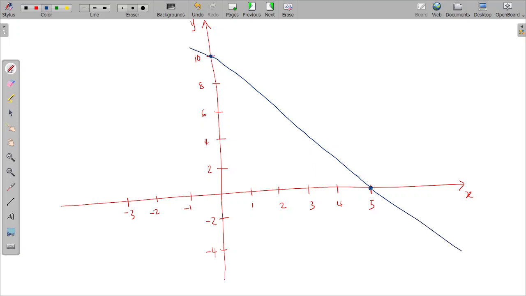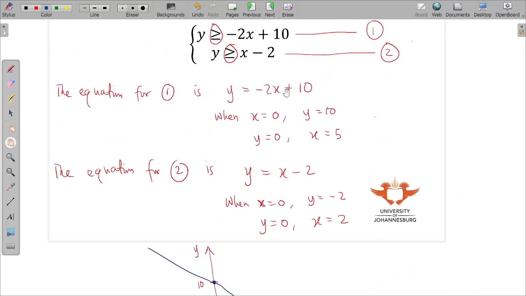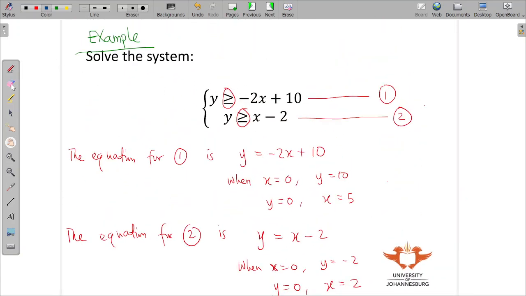Good. Now I need to determine which side I am shading. Again, I pick the point 0, 0 and test it in the first inequality. So I will have 0 greater than or equal to 0 plus 10. This will give me 0 greater than or equal to 10. Is this true or false? This is false.